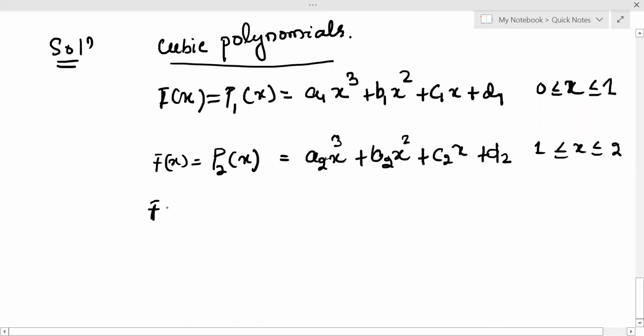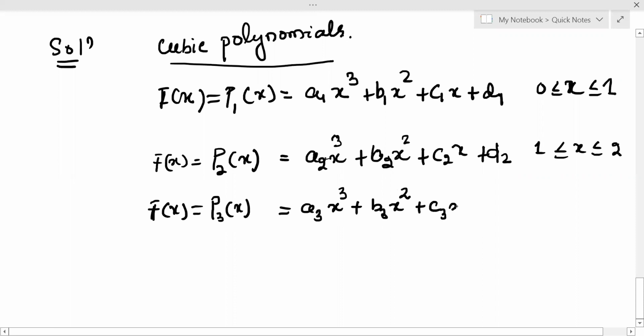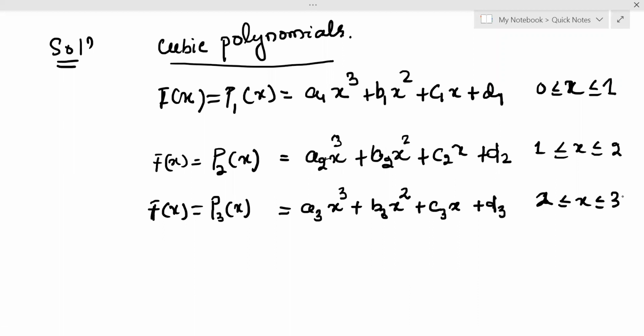Next, the third polynomial is defined here, f(x) that is p3(x) equals a3x cube plus b3x square plus c3x plus d3, for 2 is less than or equal to x is less than or equal to 3. These are the three polynomials we have to define here.